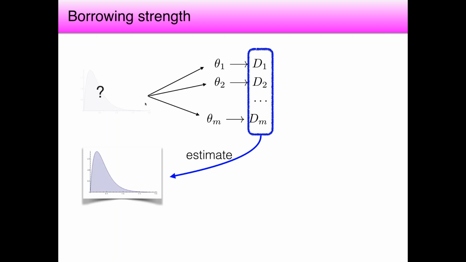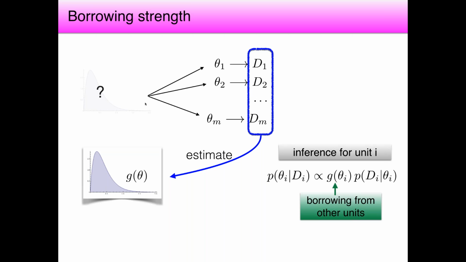Now, as I've estimated it, now I can think like a Bayesian and say, well, I have that distribution called G, which is essentially, informally, a prior distribution before I get data, associated with all the parameters. So I can do a Bayesian-style calculation by working out the posterior proportional to that prior times the likelihood piece. And here, this is the borrowing information part. I'm doing inference on a single unit, but this has acquired information from all the other units in this two-stage process.